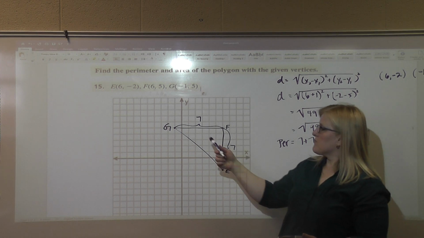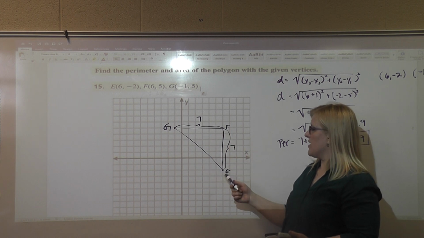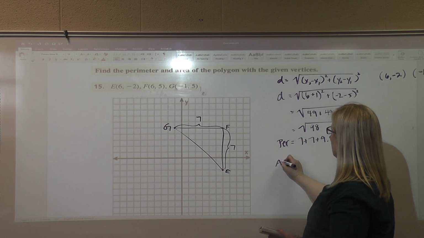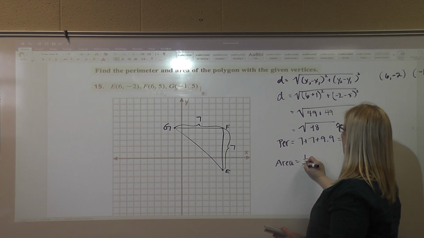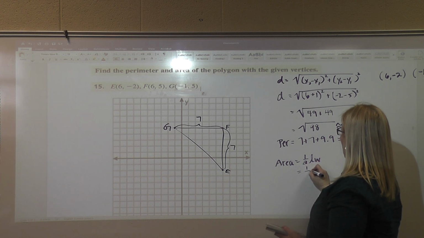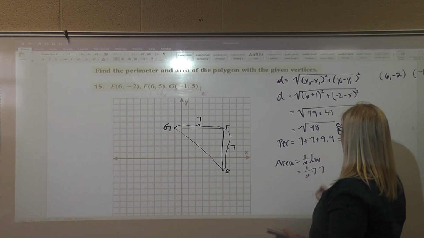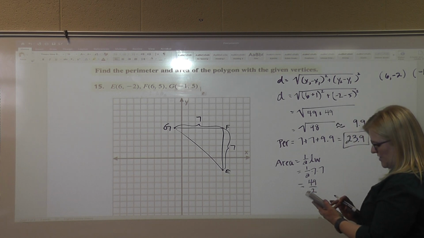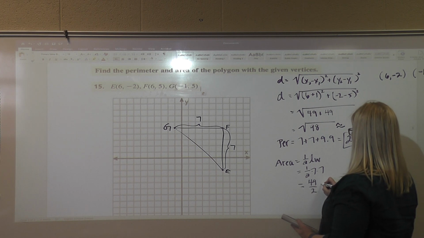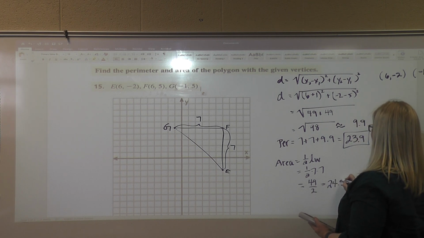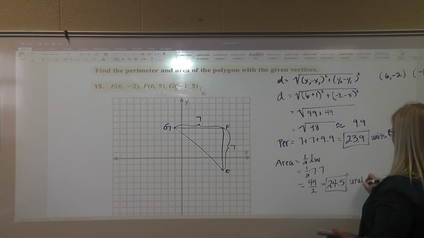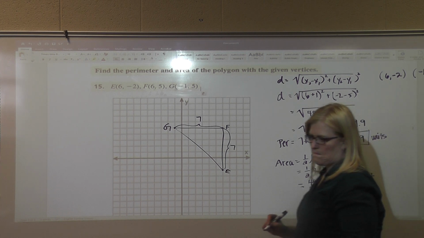And then 1/2 length times width. So my area is 1/2 length times width. So that's 1/2 7 times 7, which is 49 halves. And 49 halves is 24.5. And this, of course, again, would be units, and this would be units squared.